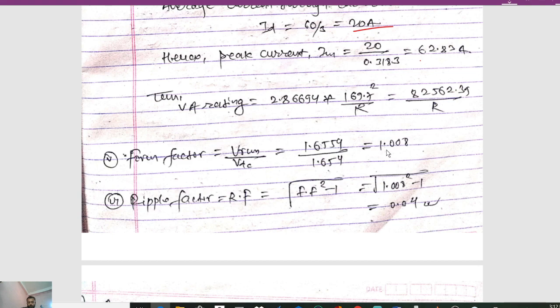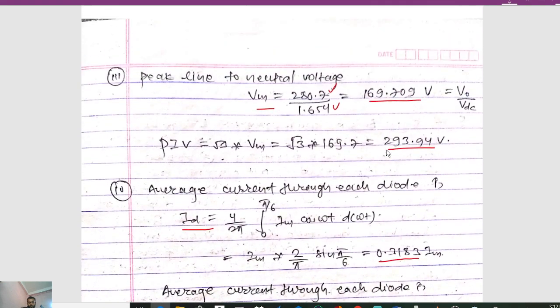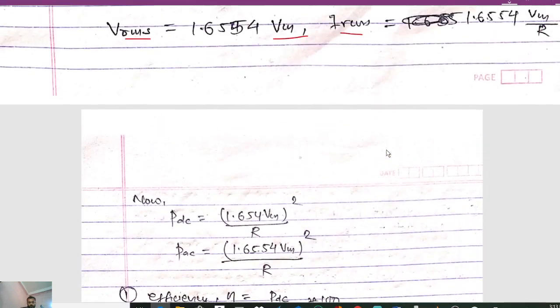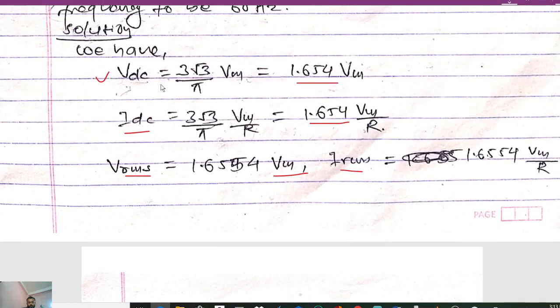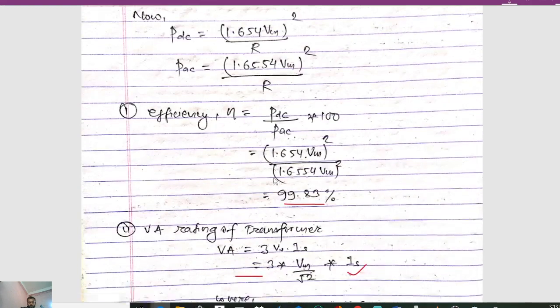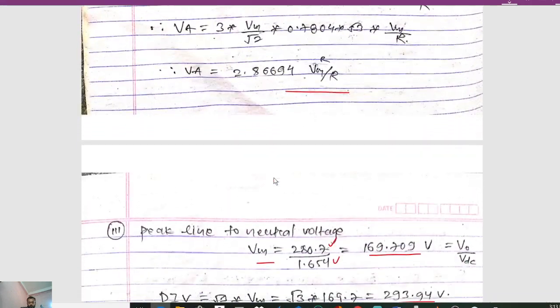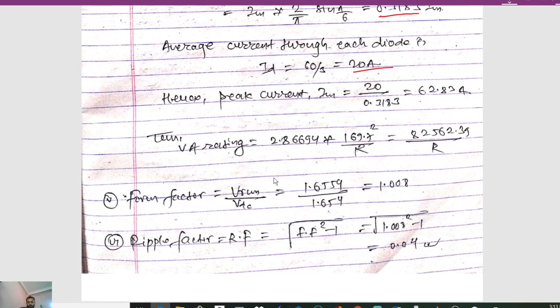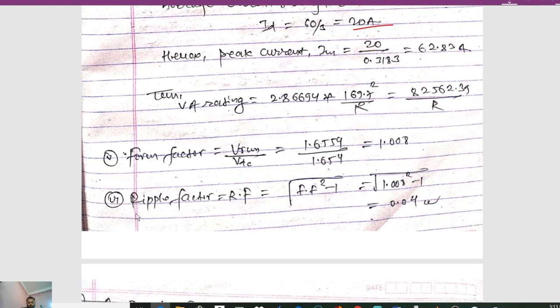Previously we have seen all the formulas. Here we have seen the formula for Vdc as 1.654 Vm and Vrms as 1.6554 Vm. So you just need to remember the formulas, and then you can easily solve all the numericals. Similarly, the ripple factor is Rf equals square root of form factor square minus 1, and the form factor equals 1.008, which we just obtained. So squaring, we get a ripple factor of 0.004.